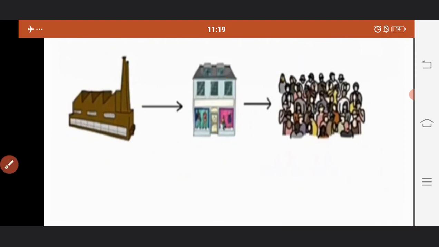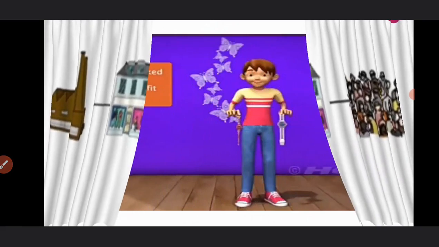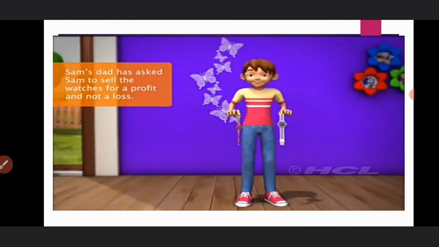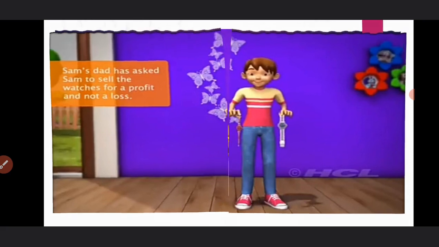Hope this is clear. Now let us consider one more example. Let us consider a boy named Sam. Now Sam's dad has asked him to sell a watch. Okay? He asked him to sell the watch for a profit and not a loss. His father warned that by selling the watch he should gain some profit. Now, just to understand profit and loss, we must clear our doubts regarding cost price and selling price.